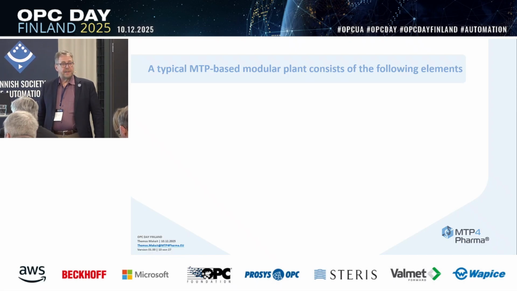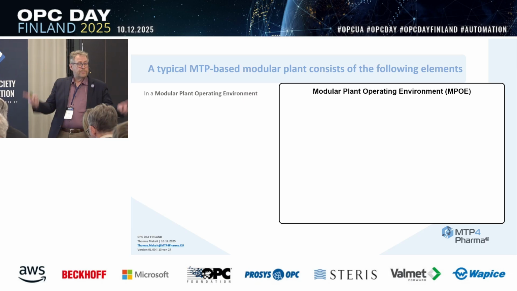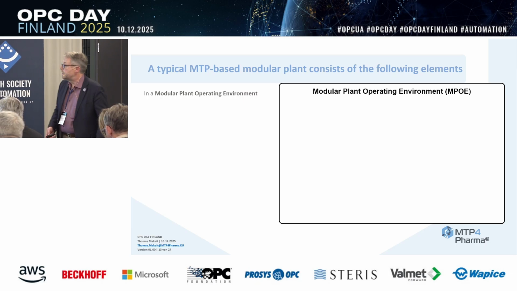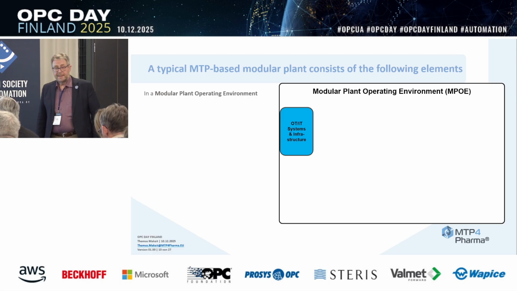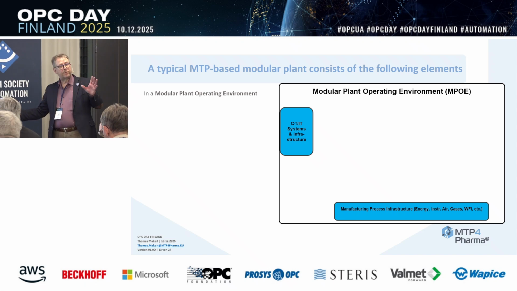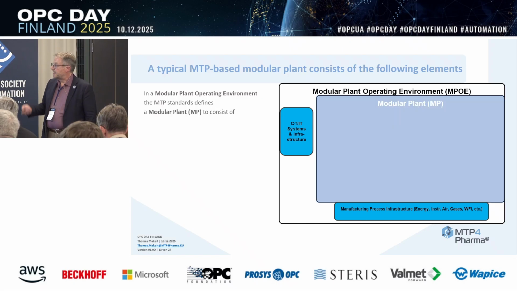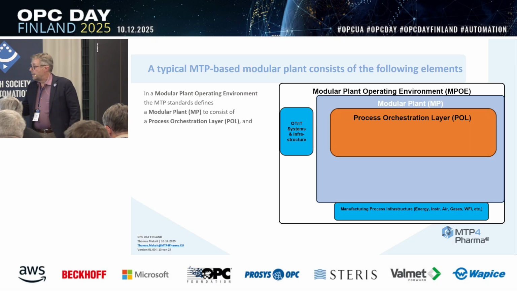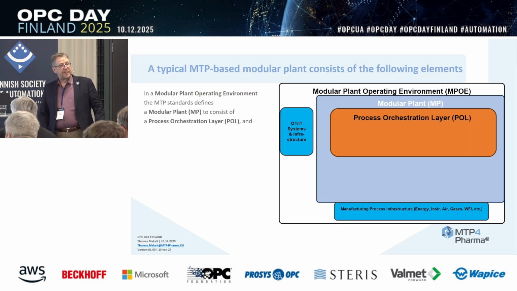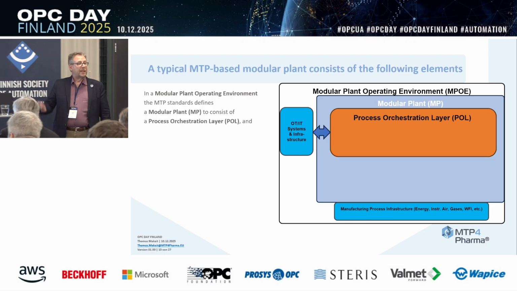Which elements make up a modular plant according to the MTP standard? We have a modular plant environment. We have to draw a system boundary. And then we have the OT-IT integration, system infrastructure. And we have, you've seen on the manufacturing backbone, the physical infrastructure for energy, instrument air, gas, but also the discharge. And the MTP standard defines a modular plant with a process orchestration layer. This is a control system layer that needs to be capable of importing MTP files. And we integrate this with the OT and IT world.